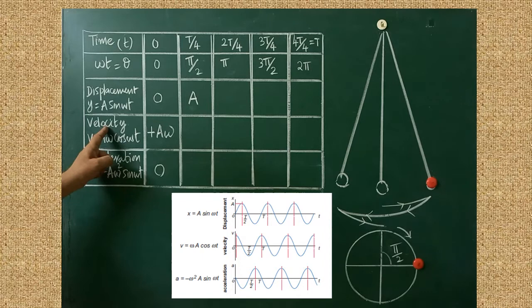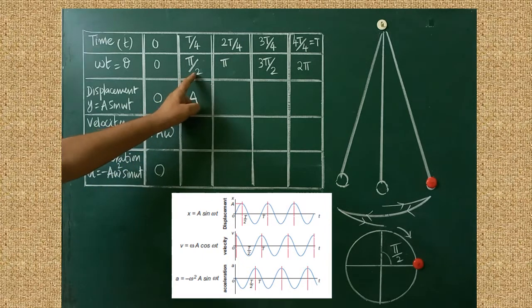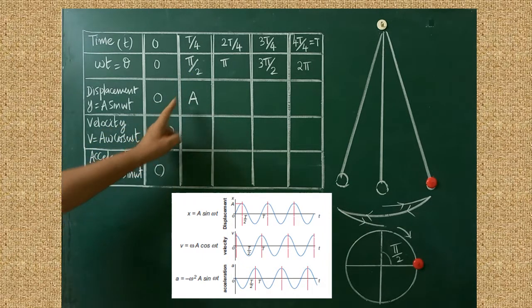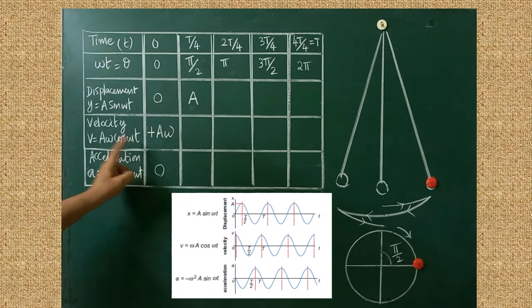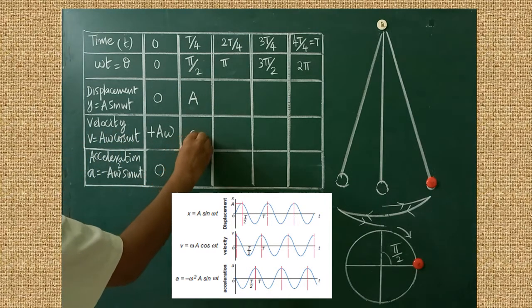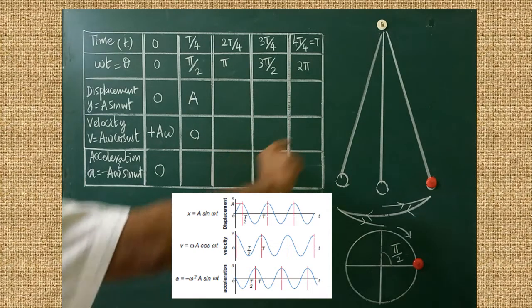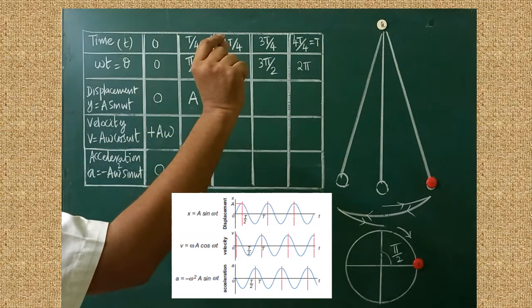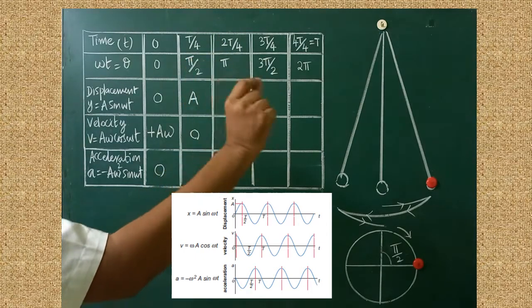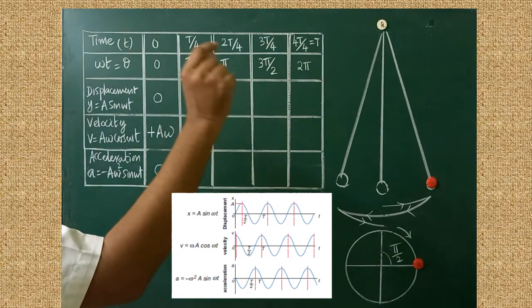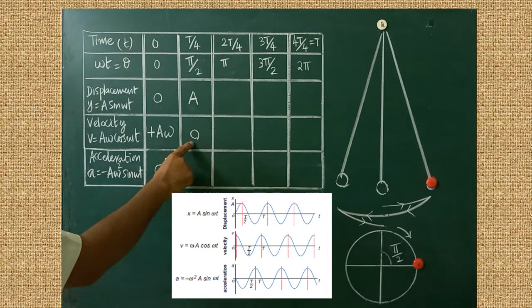Let's come to the velocity. Cos 90, instead of omega t, substitute 90. Cos 90 is 0. Therefore, velocity becomes 0. Whenever the pendulum goes to the right extreme, there it will momentarily take rest. It will momentarily stop. There the velocity will be 0.